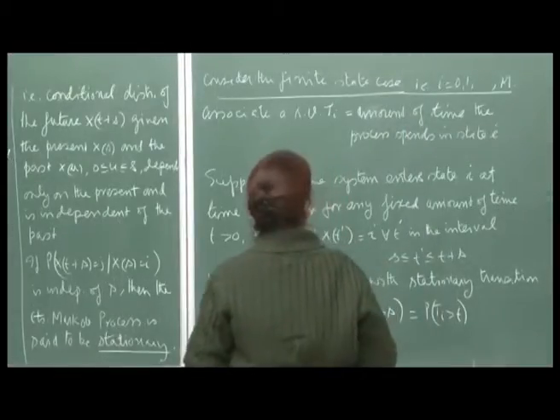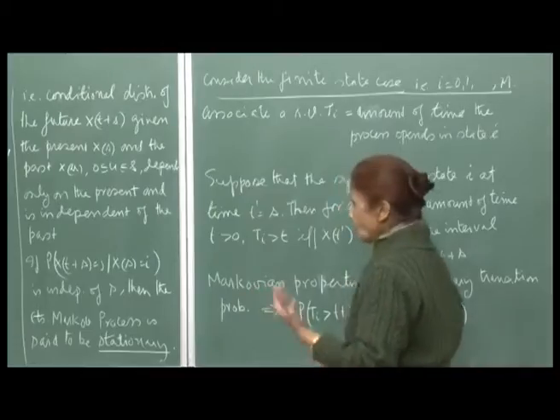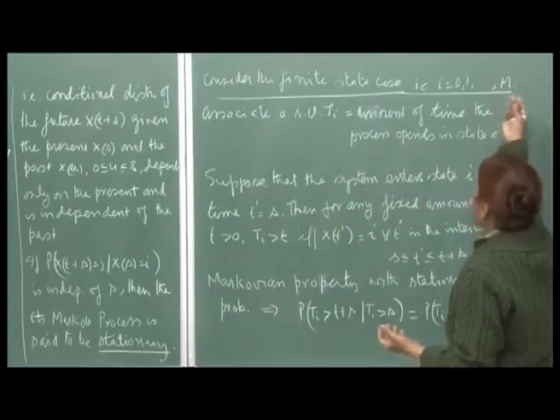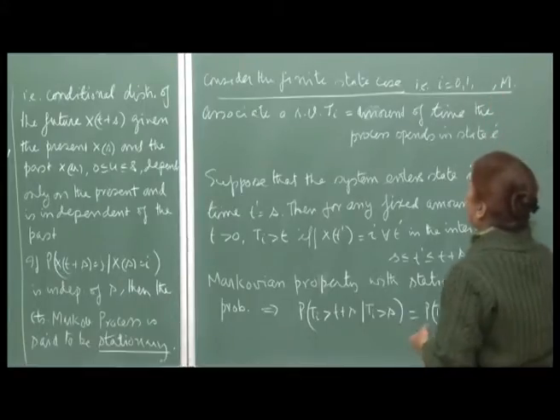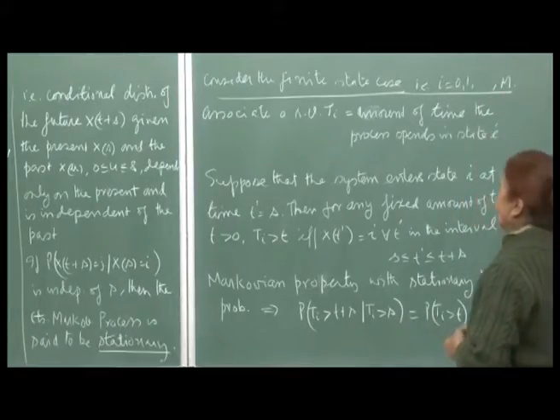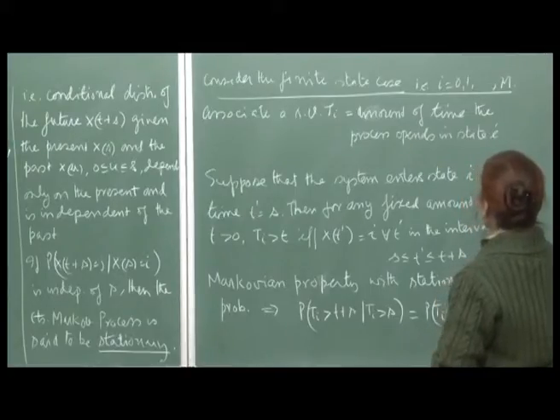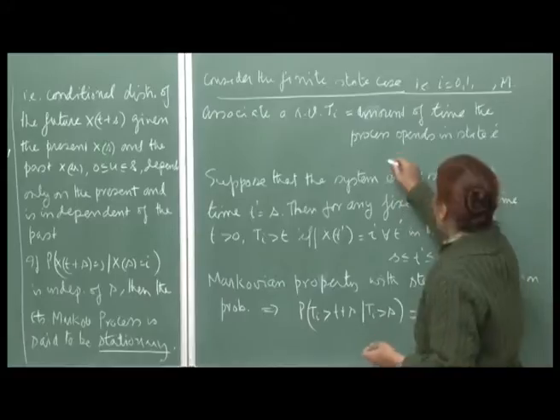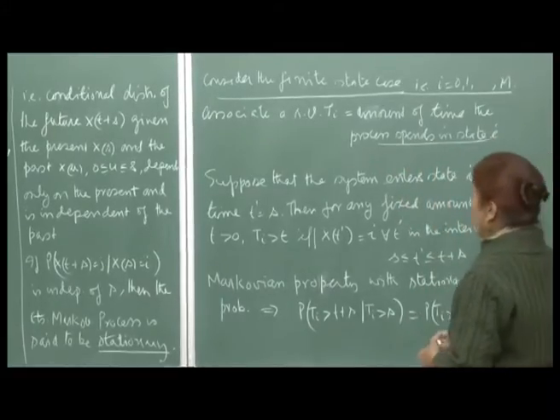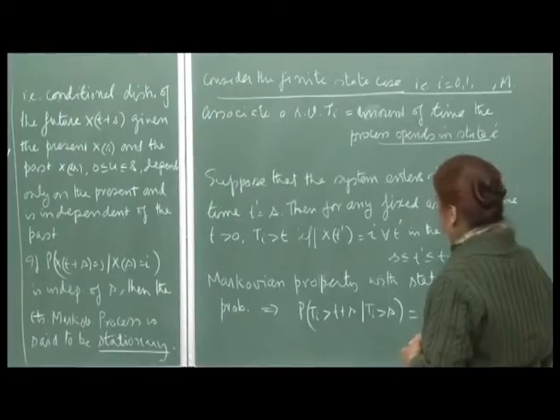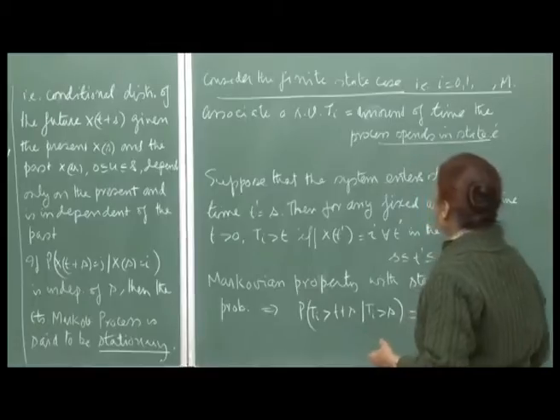Now, let us consider the finite case. The system is a continuous process, but it can occupy finitely many states i, varying from 0, 1 to m. We associate a random variable T_i, which is the amount of time the process spends in state i. It continues to be in state i, and how do you describe this T_i?